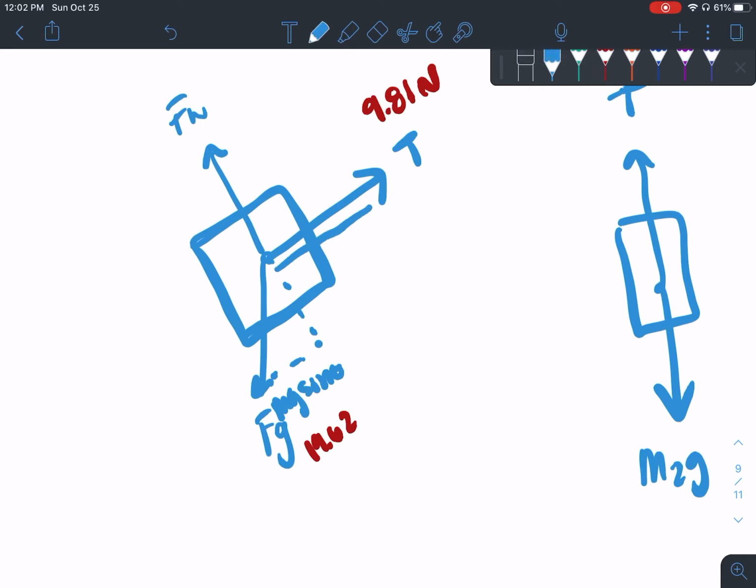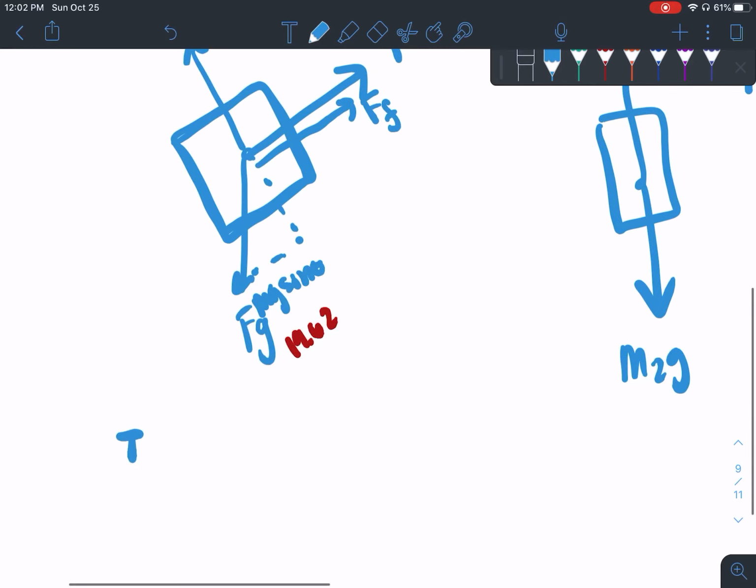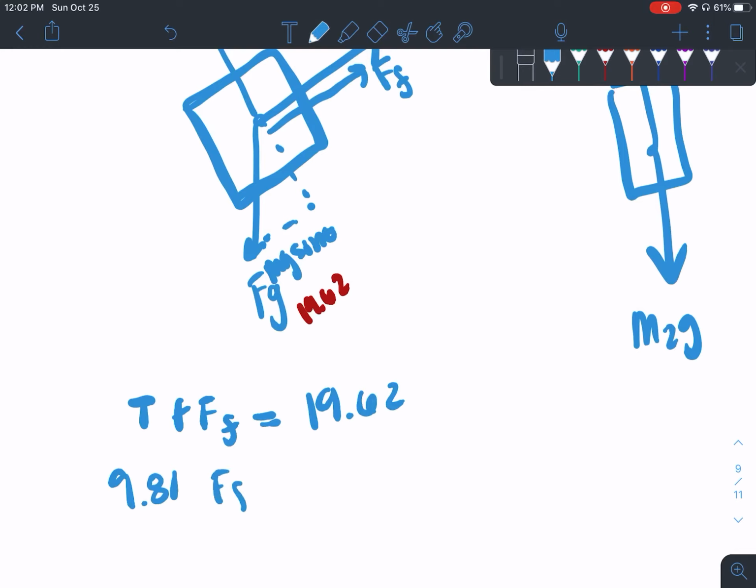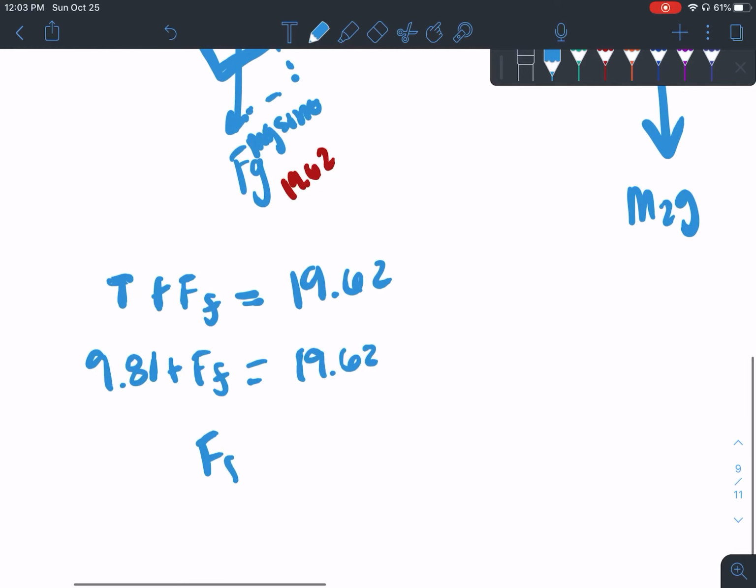our force of friction is actually in this direction. Because it has to equal that out. We have to make sure that we have 0 force in this direction because it's at equilibrium. So this one is larger, which means force of friction has to be helping out here. So we can then say that tension plus the force of friction is equal to 19.62. This was 9.81. And we find out that our force of friction is equal to 9.81 as well.